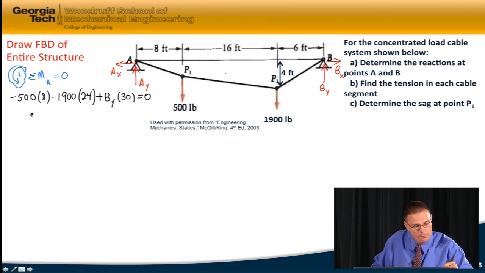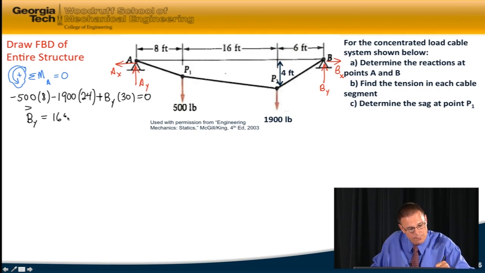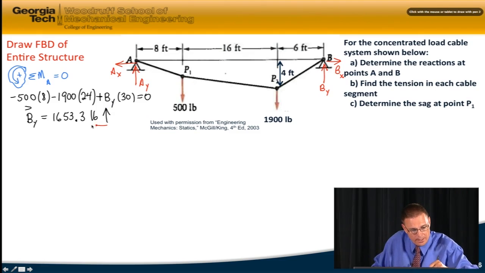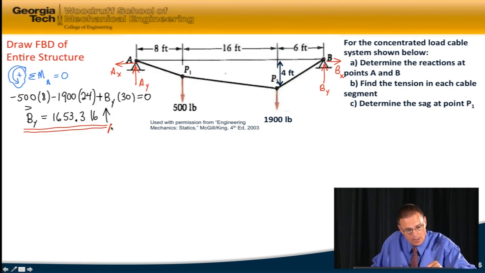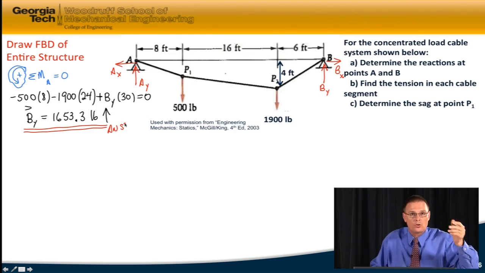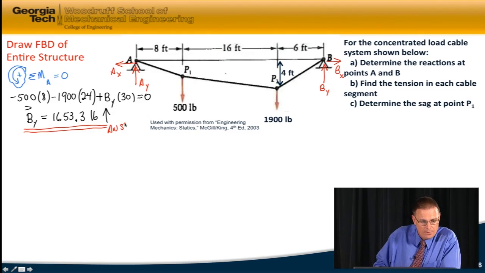And if I solve for By, I'll find out that By equals 1653.3 pounds, and that will be up. And so I've got one of my external reactions. I'd like you folks to do an equilibrium equation now to find A sub y, and when you have that, come on back.